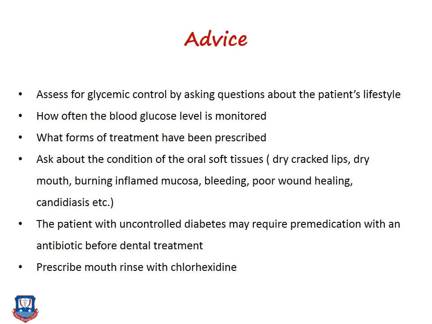So the advice that we need to give to a diabetic patient is: you assess glycemic control by asking questions about the patient's lifestyle. You need to assess the patient's lifestyle, how often the blood glucose is monitored, and what forms of treatment have been prescribed. Ask about the condition of the oral soft tissue, like dry cracked lips, dry mouth, burning inflamed mucosa, bleeding, poor wound healing, and candidiasis. All these are indicative of the glycemic control of the patient.